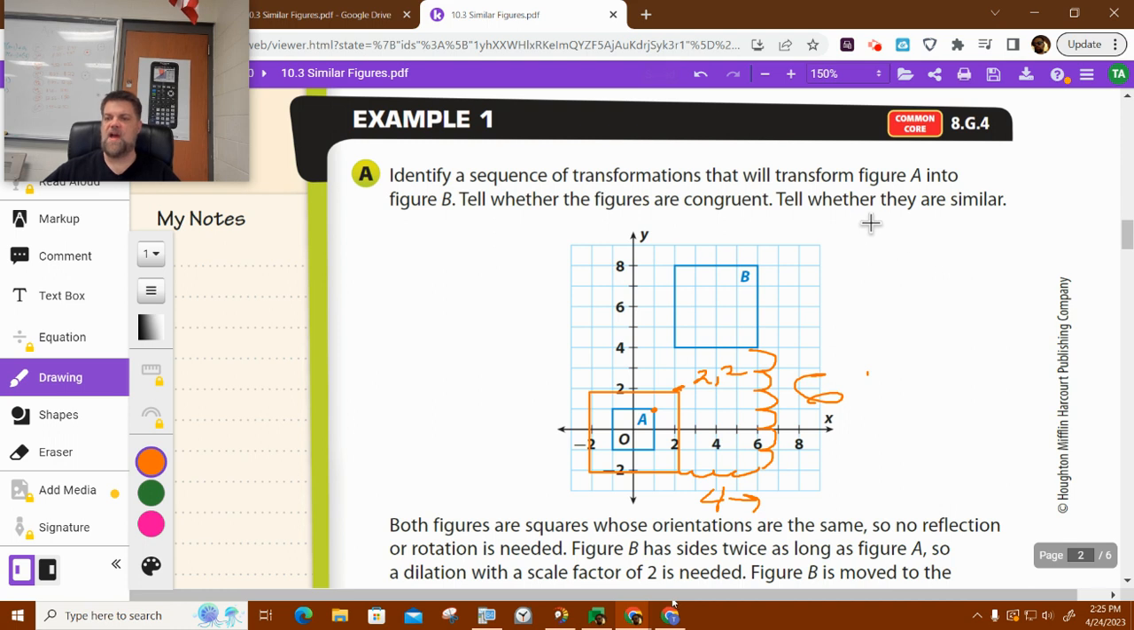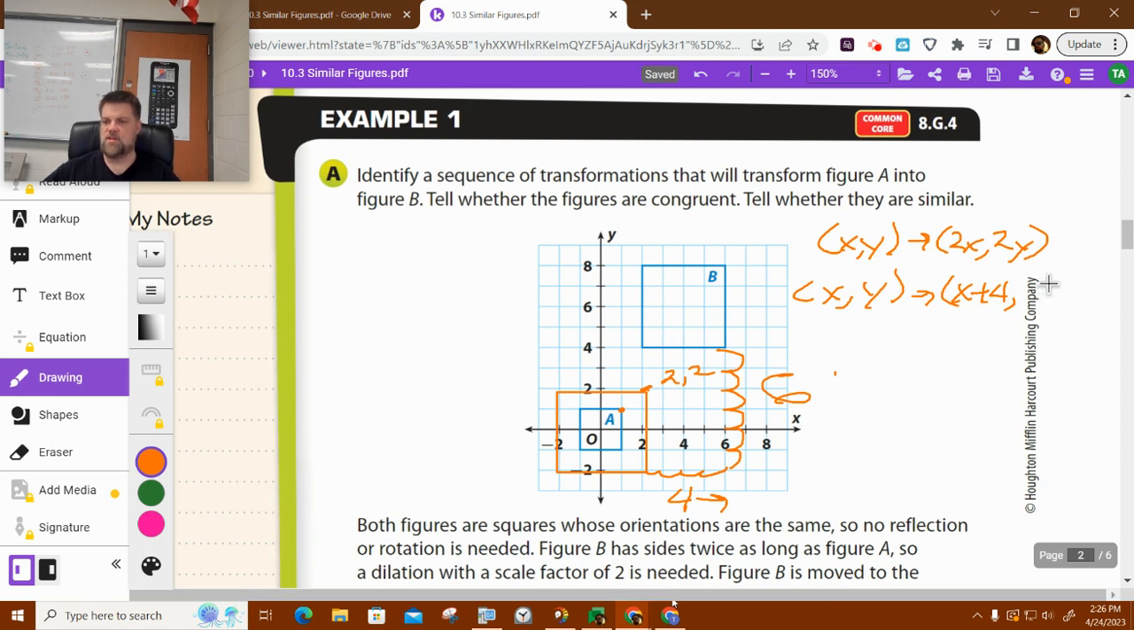So I suspect that we did a dilation first. I'm going to read what they said. Of 2 times X, 2 times Y. And then we did a translation where we went 4 units to the right. So it would be X plus 4, up 6 units. So that would be Y plus 6.